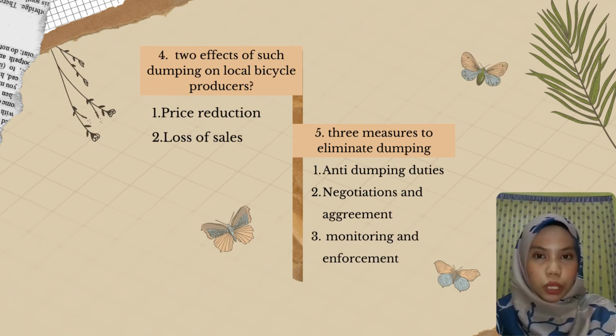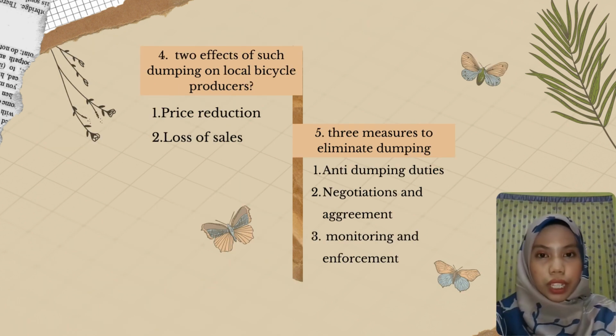Question 4 is asking about the effect of dumping on local bicycle producers, which is price reduction, as imported bicycles are sold at a lower price than locally produced bicycles. This affects domestic producers' pricing structures, making it difficult for them to compete. Next is loss of shares. The entry of cheaper imported bicycles might result in significant market share loss for local producers.